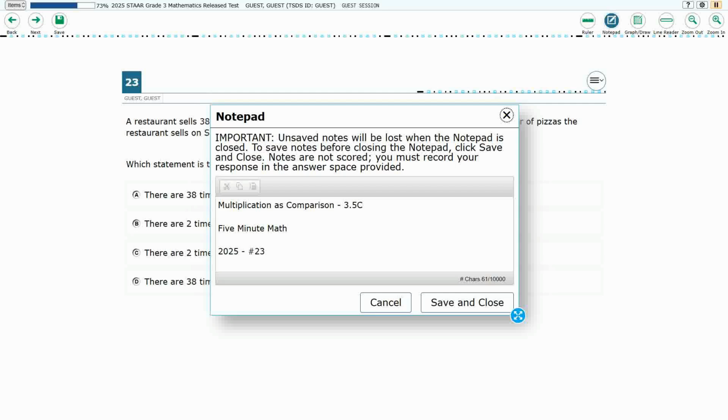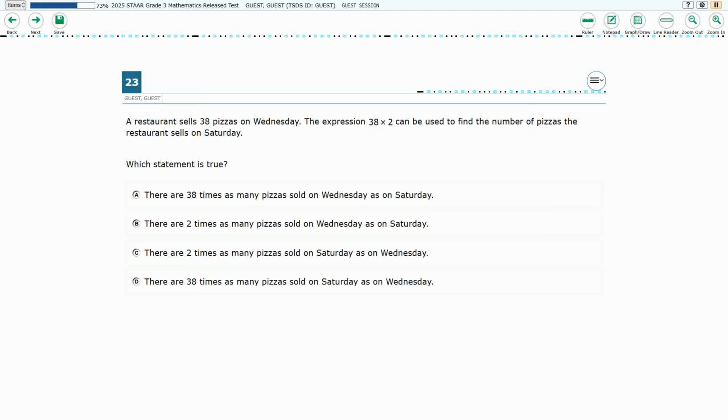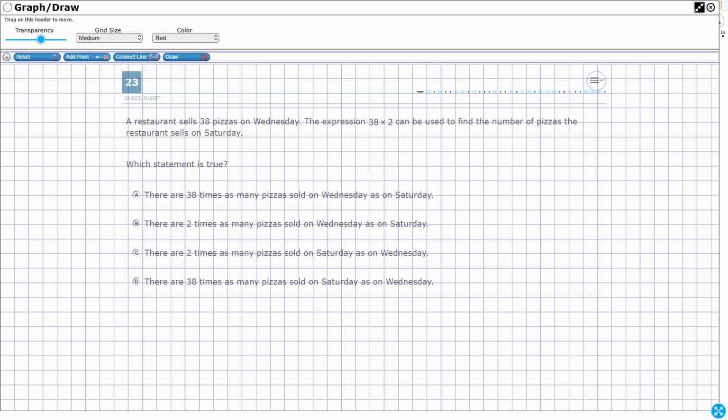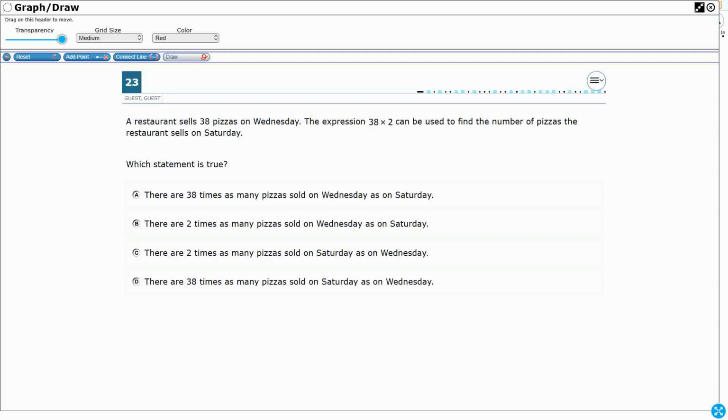Today we are looking at the third grade concept of multiplication as comparison. This is standard 3.5C in the great state of Texas, and we are using item number 23 off the 2025 release STAAR test. If you haven't done so already, please go ahead and take a moment to pause the video, work this problem out on your own, unpause it, and we will look at our answers together.